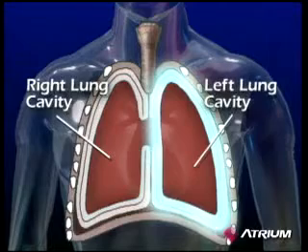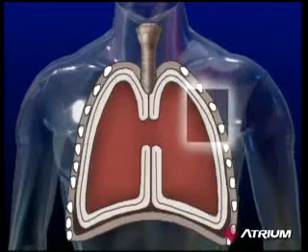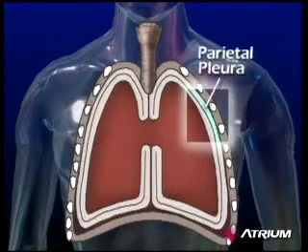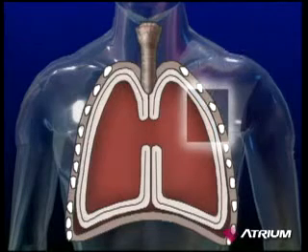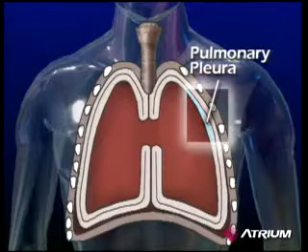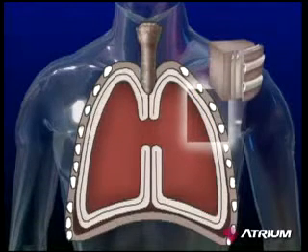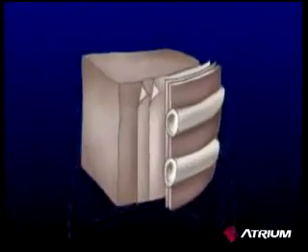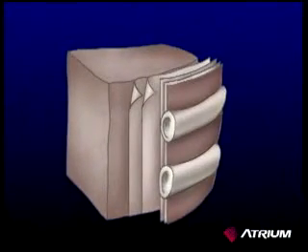each lung. The inside of the rib cage is lined by a membrane called the parietal pleura, while the lungs are covered by another membrane called the pulmonary or visceral pleura. Under normal conditions, these two pleural surfaces are closely held to one another, being separated only by a very thin film of lubricating fluid called pleural fluid.